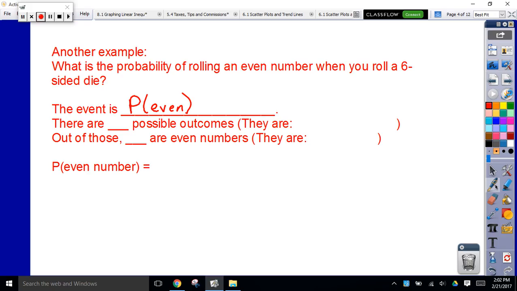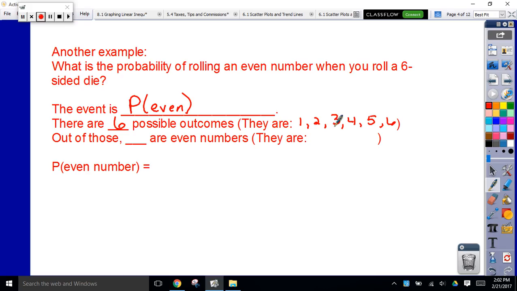So when we roll a die, most dice are standard 6-sided. I don't have one in here, but most of them are 6-sided. If it gives you a dice problem, you assume that there's 6 sides unless it tells you there are more. So there are 6 possible outcomes. We could roll a 1, a 2, a 3, a 4, a 5, or a 6.